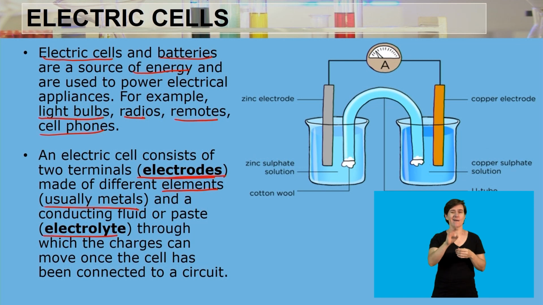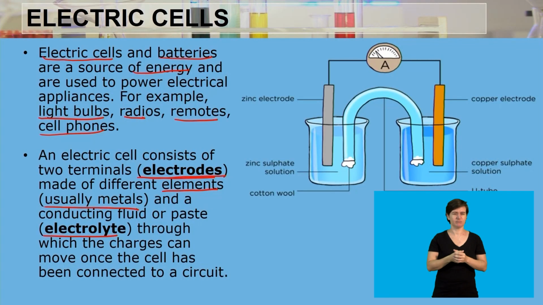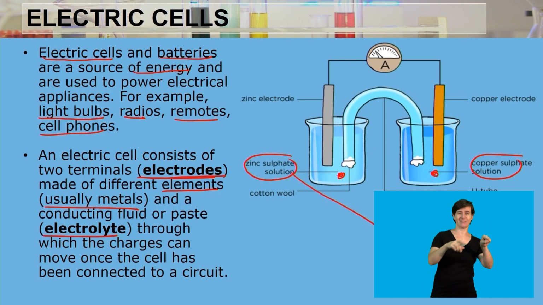By definition, an electrolyte is a solution that is used to conduct electricity. As we can see in this picture, the solution that we are finding in these two beakers is called the electrolyte. The zinc sulfate solution and the copper sulfate solution are referred to as your electrolyte. Now this solution is used to conduct electricity.